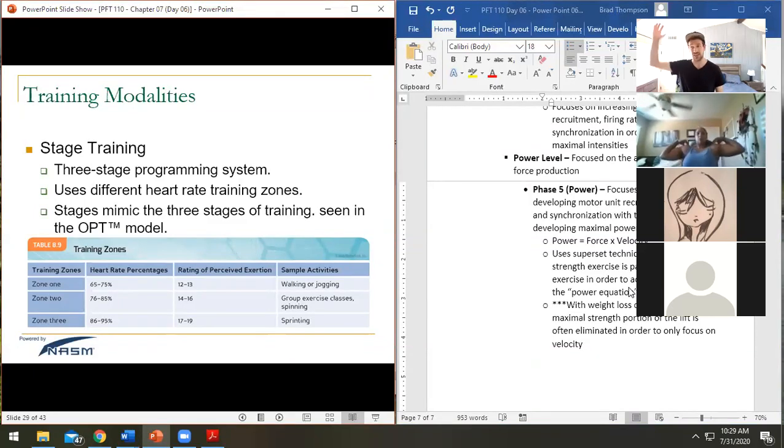I've done all this stuff and I'm just not able to get it. And it's like, you've addressed the velocity side of things and your muscles are fast, but they're not very powerful. So there's a difference between velocity and power. Power is velocity times force.